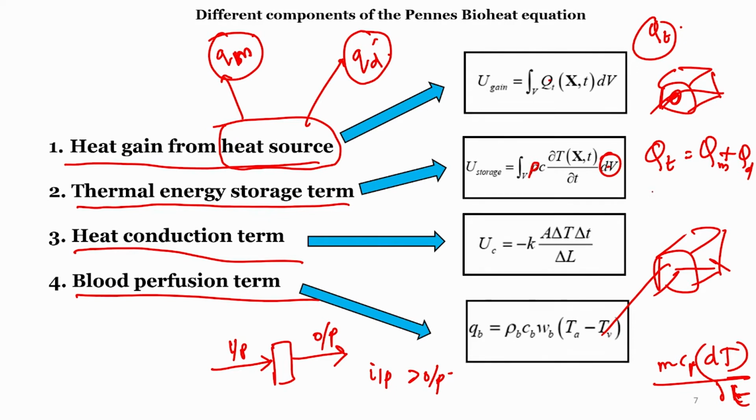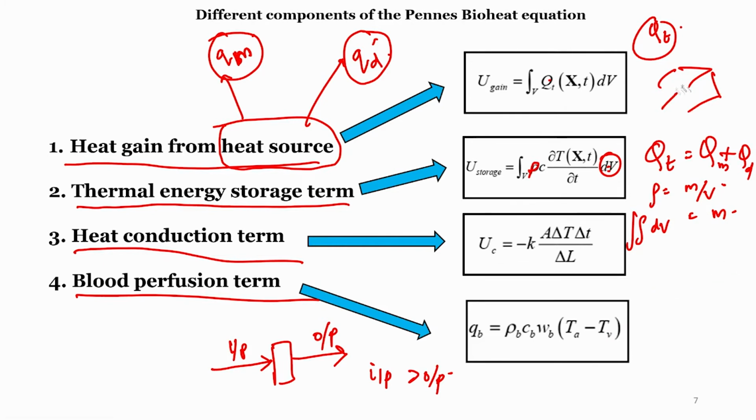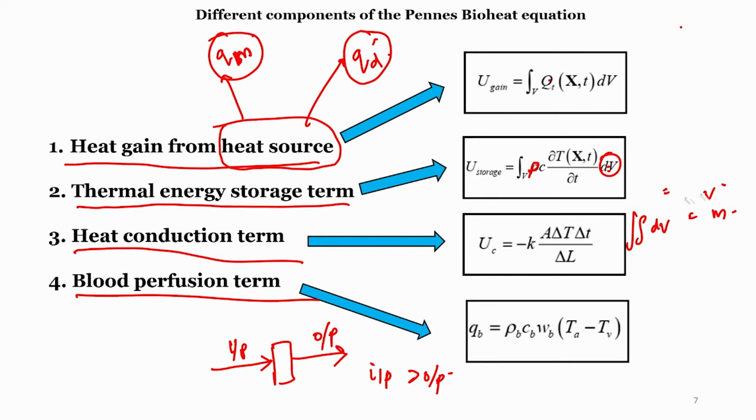What is density? Density is equal to mass by volume. So, the integral of rho dV is the total mass, that is what we have done here. The integral of rho dV is carried out to get the total mass, to integrate the total residual heat energy in the tissue over the entire volume to get the overall stored energy. That is what it is. Rho dV will give you mass, m c dT as a function of x and t.